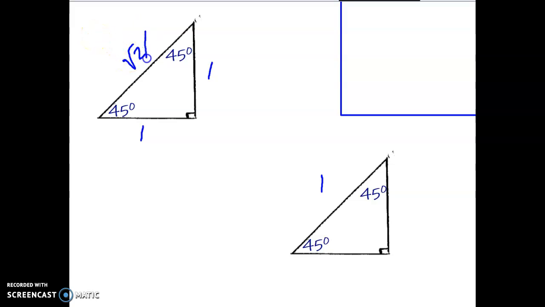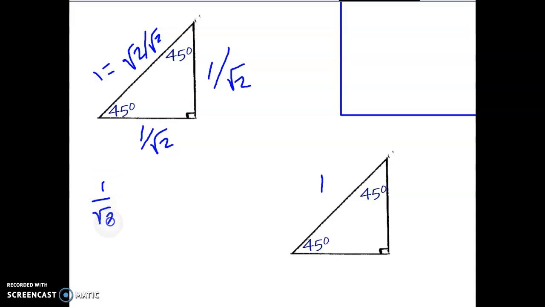Well, I can divide it by the square root of 2. And remember, the ratios of the sides have to be the same. So if I divide one of them by the square root of 2, I have to divide all of them by the square root of 2. On the hypotenuse here, square root of 2 over square root of 2 equals 1. Everything is good. Then 1 over the square root of 2.